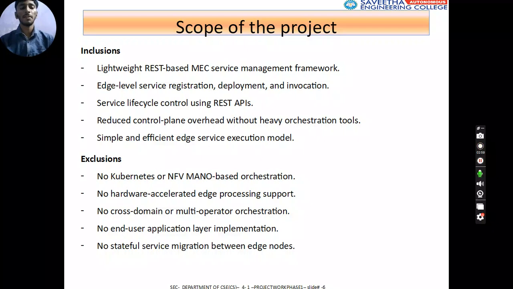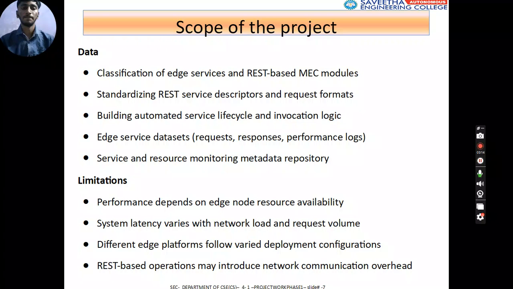And what we have excluded are: there is no Kubernetes, no hardware-accelerated edge processing, no cross-domain or multi-operator orchestration, and also no end-user application layer implementations.